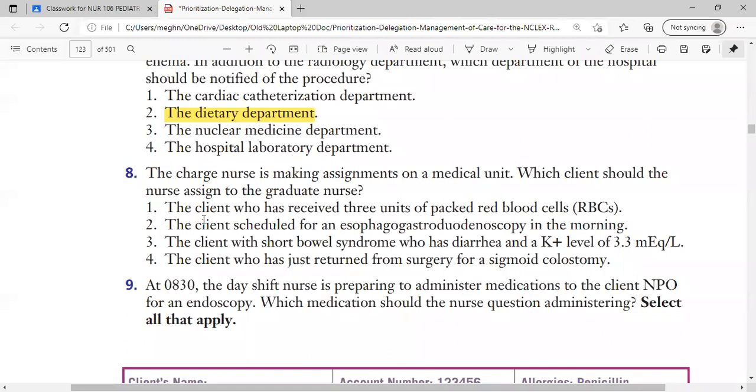So first of all, which patient is best for the graduate nurse out of the 4? Number 1, this client is unstable, right? Receiving 3 units of packed red blood cells. So this client is unstable and should not be assigned to a new graduate because this patient is not stable.